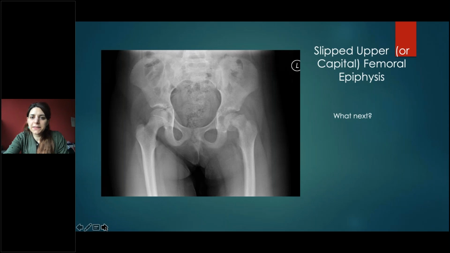Many of you would have seen this in books, read about it when you were revising for your membership. You may not have actually treated a patient with SUFI, but these patients need orthopedic referral, and they need an urgent referral because they need surgical fixation. The rates of complication can be quite high, especially on a significant slip. I'm giving you a significant slip here so that it's obvious.